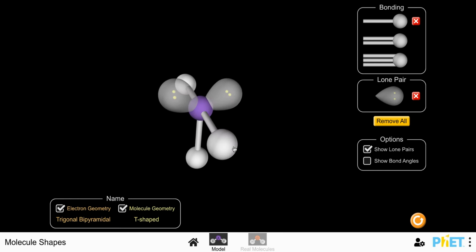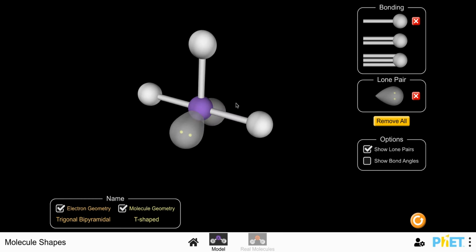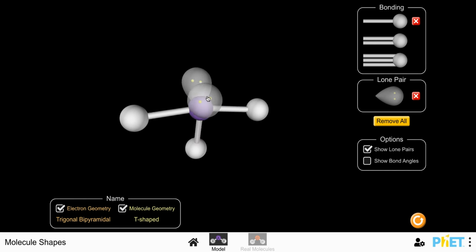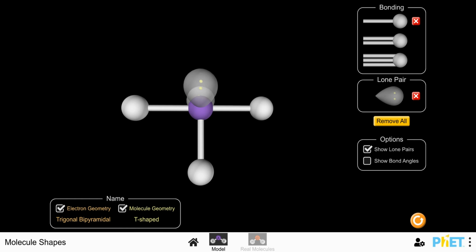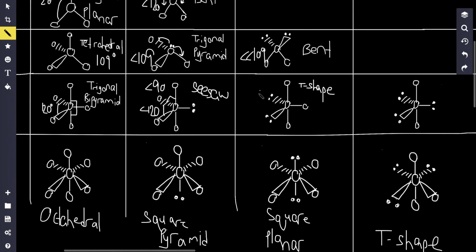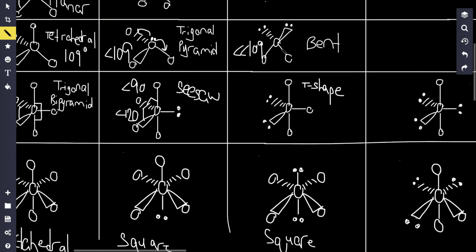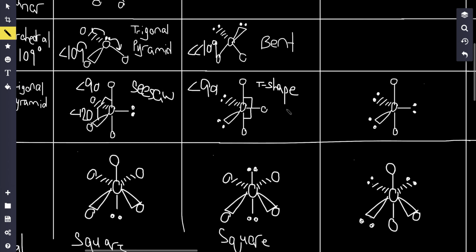Let's see. We have two lone pairs now. If we have two lone pairs, this kind of looks like a T shape. That's exactly what it's called. It's called a T shape. Now, the thing about T shapes is that their bond angle is going to be less than 90 degrees, right? You see, we've maintained the 90 degrees here, right? This is going to be less than a 90-degree angle. All right. Good.